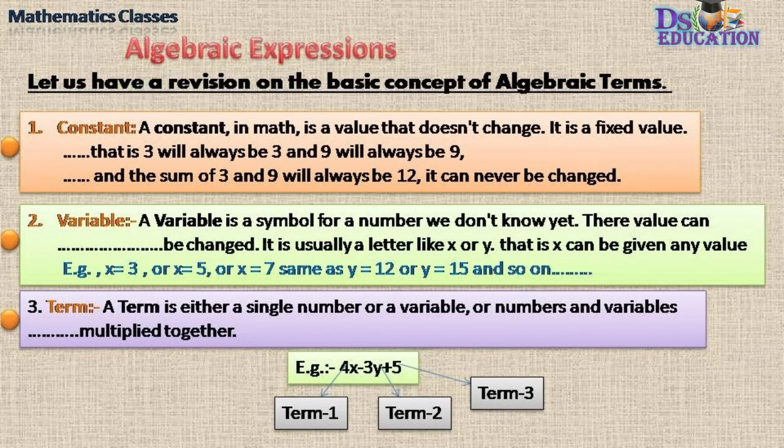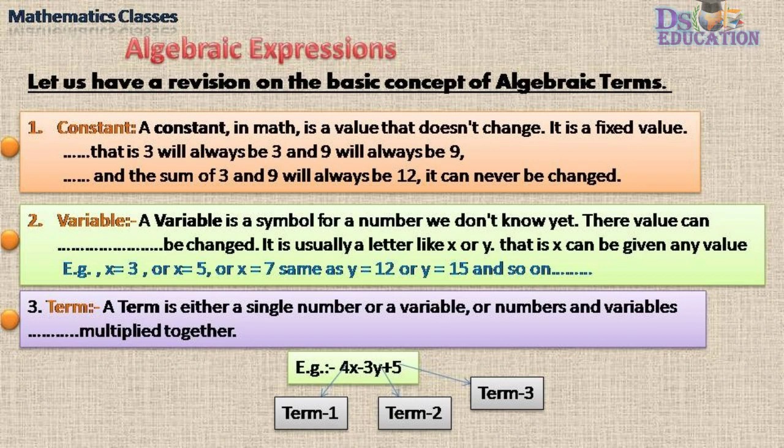If we move to the variable part, a variable is a symbol for a number we don't know yet. It means if we don't know the real value, we assume it as some variable. Variables are terms related to some alphabets like x, a, b. Mostly x is very popular in maths. We always say, let the value be x. So the unknown values which we take are termed variables.